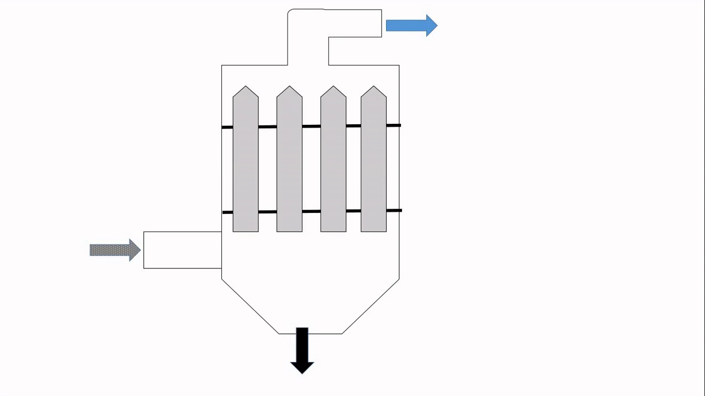So the bag filter, if you can see here, consists of some bags, and the air and the dust come from one side going through the bags, so the air will leave and the dust will go down. You need from time to time to shake those bags to get the dust out of them.